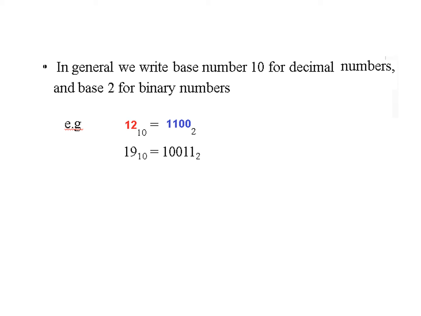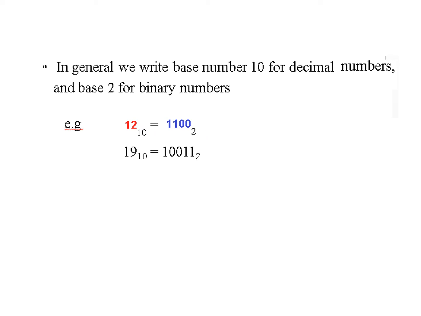Okay, and when we are writing, we write base number 10 for the decimal numbers and base number 2 for the binary numbers. So if you are talking of the decimal number 12, we can write 12 and then the base 10, to make you clearly understand that this is a base 10 or decimal number. Similarly, for a binary number, we write 1100 and then we write base 2. Now this is not very common. This is only followed when there is a chance of confusion between the two numbers. And similarly, 19 in decimal can be written like this in binary.